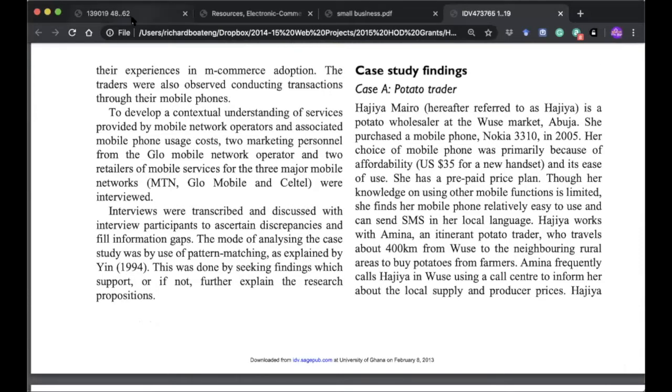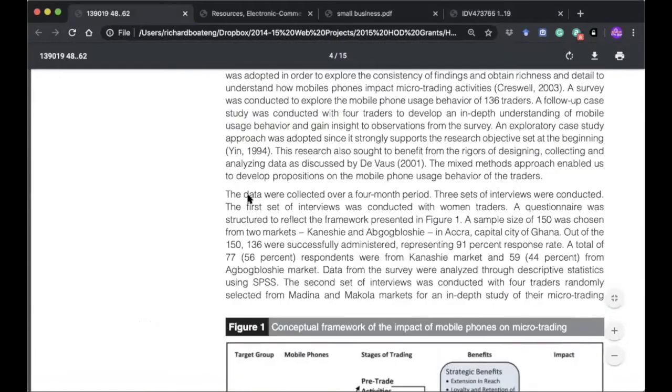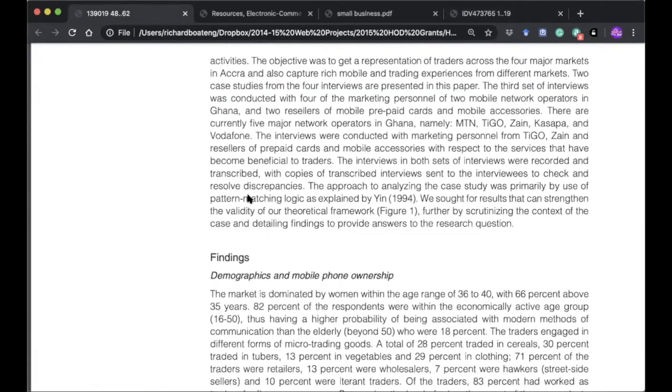Okay, so now going back to the other paper to look at it again, I want you to understand this very, very well. The approach to analyzing the case study was primarily pattern matching logic, as explained by Yin. We search for results that can strengthen the validity of our theoretical framework, figure 1, by scrutinizing the context of the case and detailing findings to provide answers to each research question.